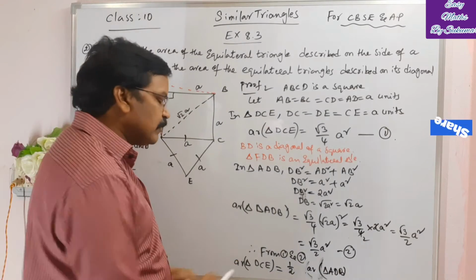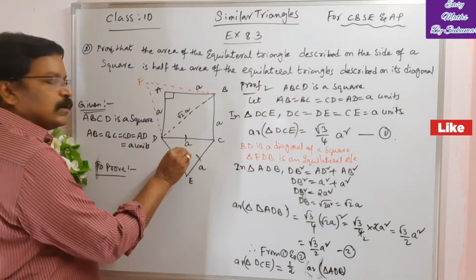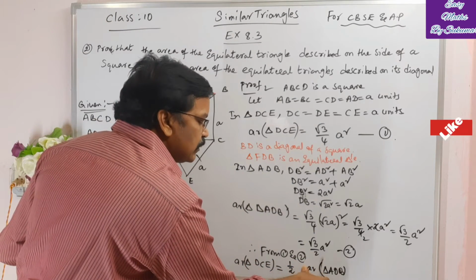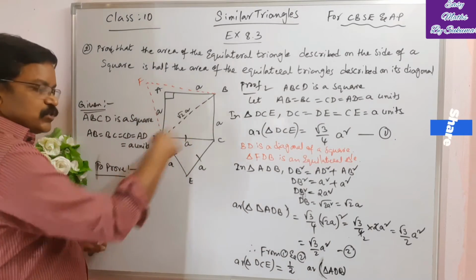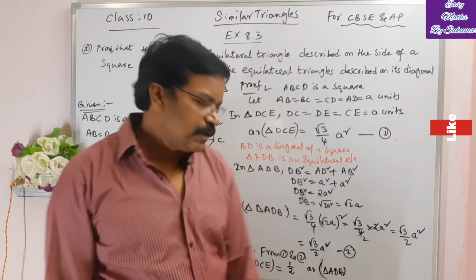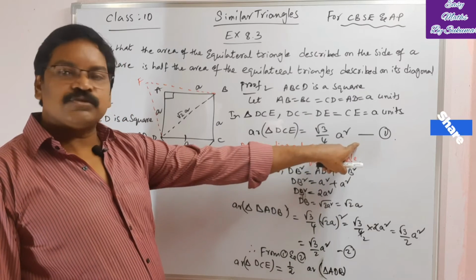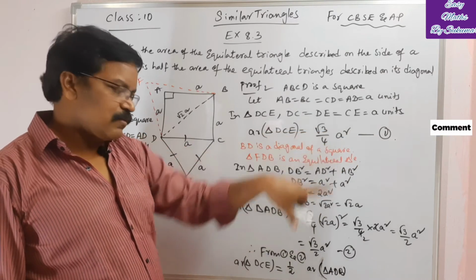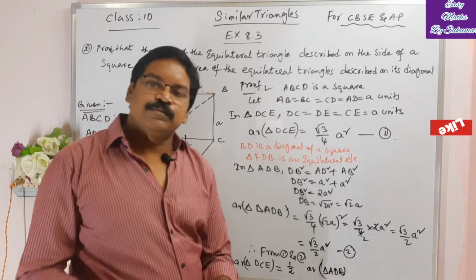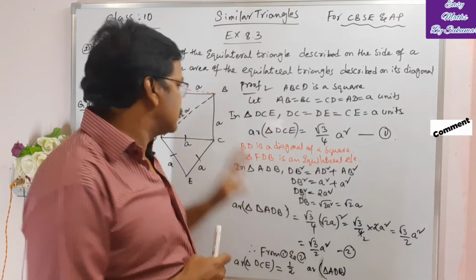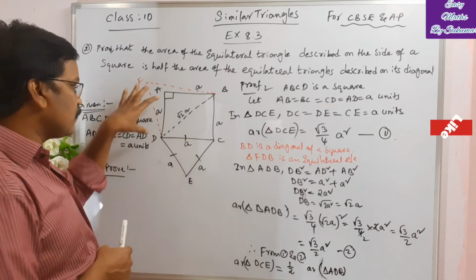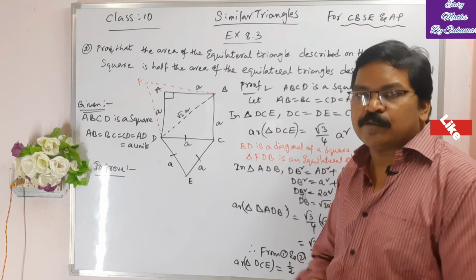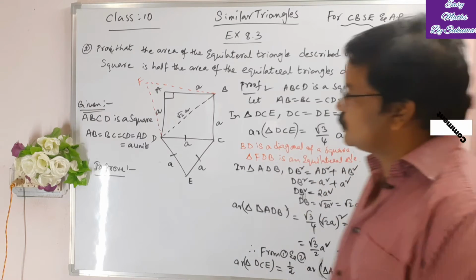That means the area of an equilateral triangle described on the side of a square is equal to half of the area of the triangle described on its diagonal. Why? This is root 3 by 2 a square, and this is root 3 by 4 a square. It equals when root 3 by 2 a square is multiplied by half. That means this area is half of the area of the equilateral triangle described on the diagonal of square ABCD.